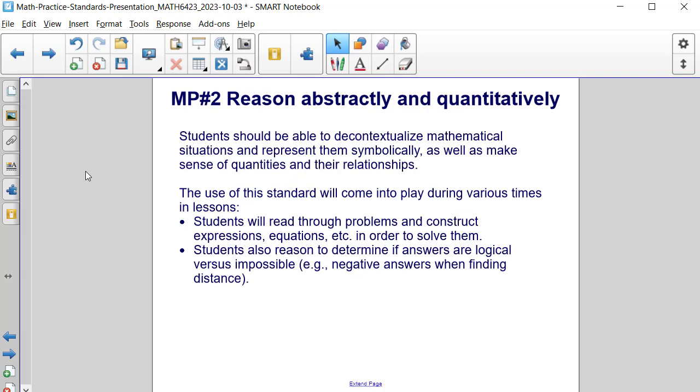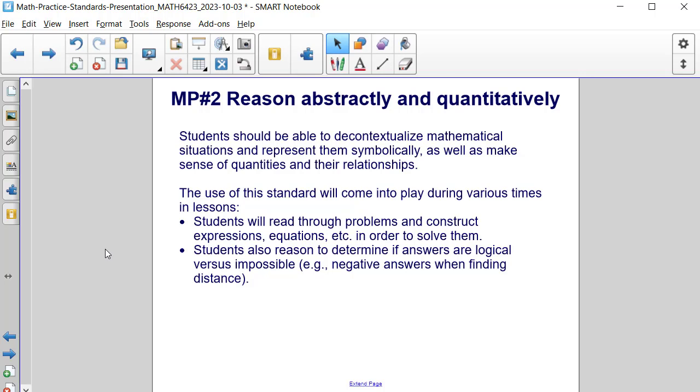The second mathematical practice standard is to reason abstractly and quantitatively. Students should be able to decontextualize mathematical situations and represent them symbolically, as well as make sense of quantities and their relationships. The use of this standard will come into play during various times in lessons. Students will read through problems and construct expressions, equations, mathematical sentences, etc., in order to solve the problem. Students also reason to determine if answers are logical versus impossible.